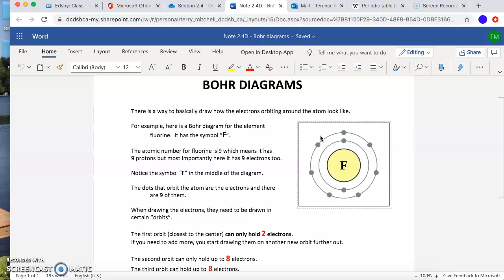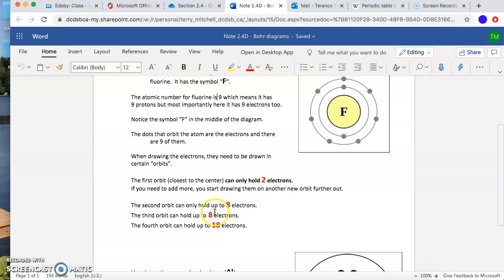Now, the first orbit, the one that's closest to the nucleus, can only hold 2 electrons. That's all it can hold. It can have 1 or 2, but maximum 2. And that's why if you look in this one, there are 2. 1 right here and 1 right here. The second orbit can hold 8. And the third orbit, if needed, can hold 8 as well. So you can see that here. 2, 8, 8. And the fourth can hold 18.